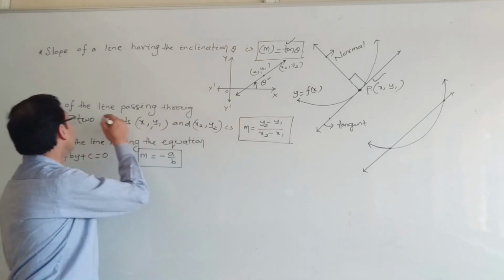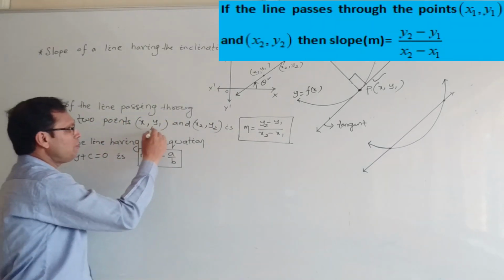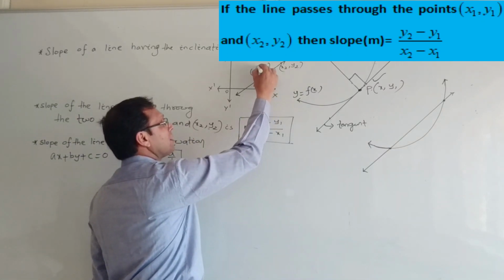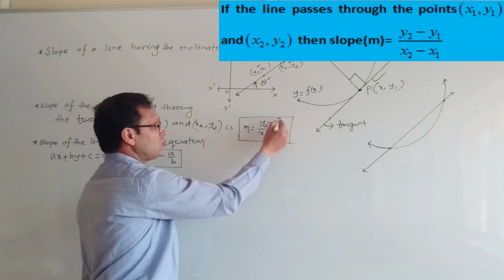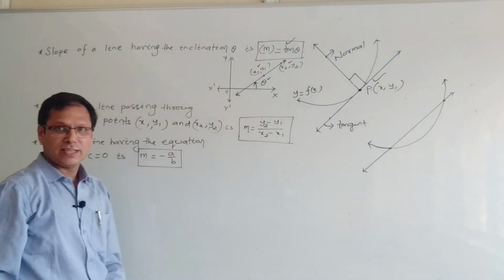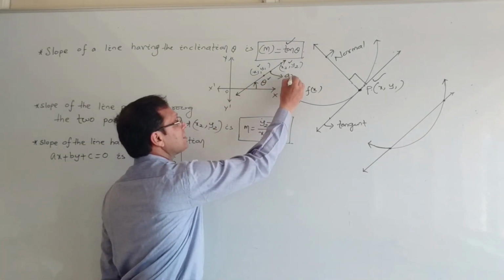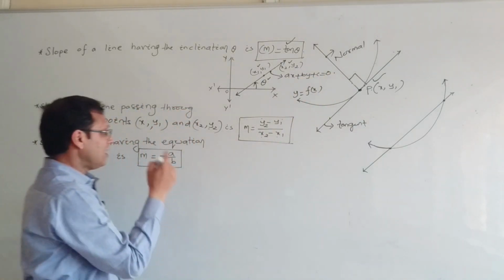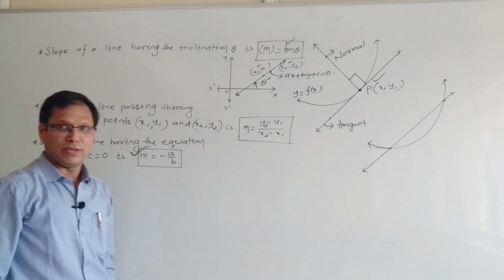Next, slope can be found with the help of two points. That is, if two points on the line are given having the coordinates x1, y1 and x2, y2, then the slope of the line is y2 minus y1 by x2 minus x1. Another thing, if the equation of this line is given, that is ax plus by plus c is equal to 0, then the slope of the line is m is equal to minus a by b.